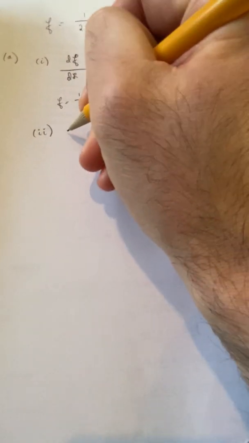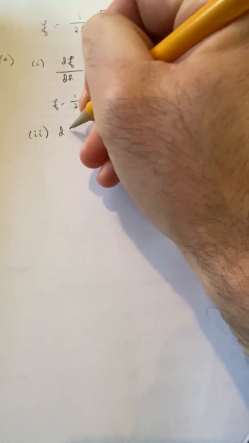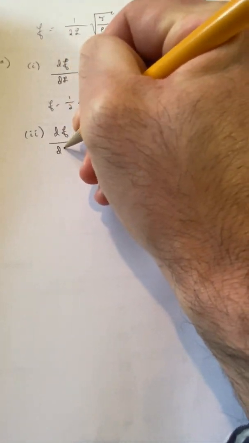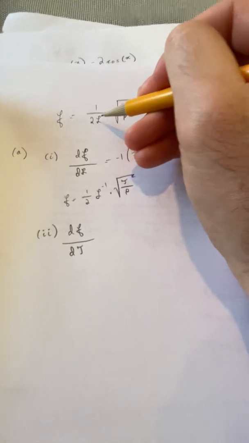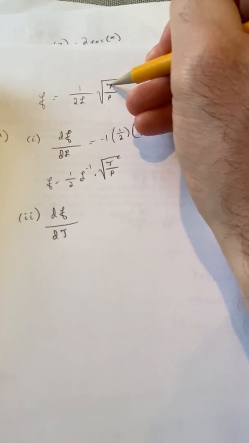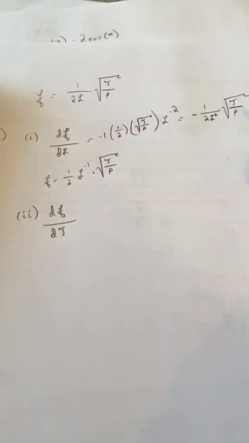For Roman numeral 2, again, now we're doing the derivative with respect to tension. Okay, so df over dt. So we're going to treat L as a constant, and we're still going to treat rho as a constant, but now we're going to treat t as our independent variable.